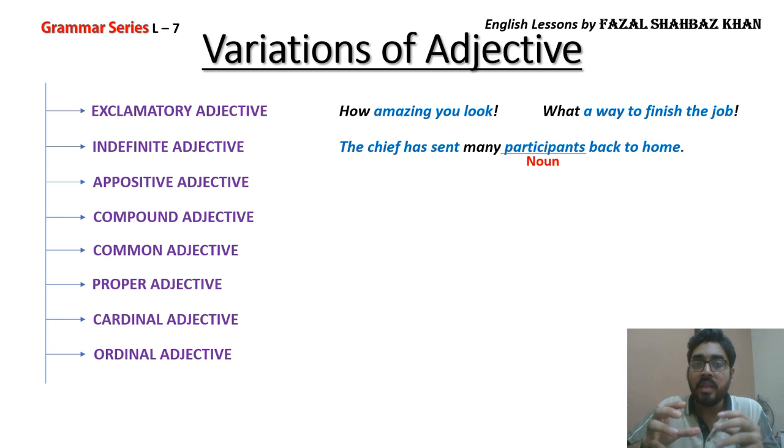For example, if I have many and participants, both are two different words taking different meanings altogether. If we combine them and use a single word in place of them, like everyone, that could be another example. Like the chief has sent everyone back home, anyone back home, no one back home. So these are indefinite adjectives.